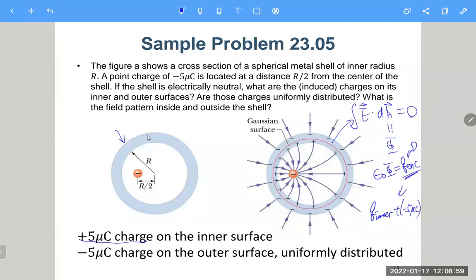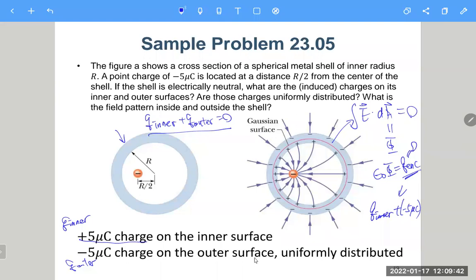And the shell is electrically neutral. So for the outer surface, Q inner plus Q outer should also be 0, because the shell is electrically neutral. So for two reasons: for this one, according to the Gauss law, we got Q enclosed to be 0, and for this one, the shell is electrically neutral. So Q outer is -5 μC on the outer surface.